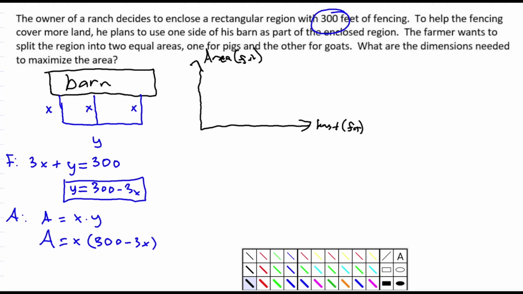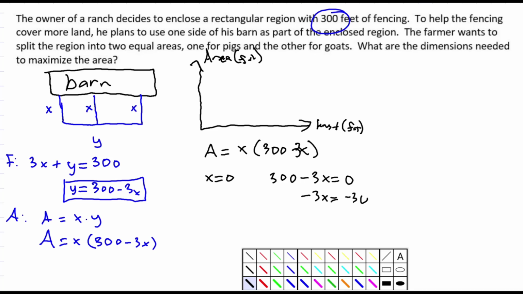Let me see. Oh, well, let's solve this problem. So let's find our zeros. So my area is equal to x times 300 minus 3x. So I'll get a zero when x is equal to 0, and I'll have to solve to find my other zero. Set 300 minus 3x equals 0. Subtract 300 from both sides. We're going to work this out quickly. So x is equal to 100. So I know right now I have a zero at 0 and I have another one at 100.